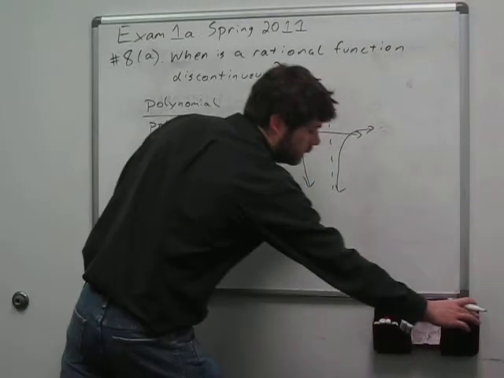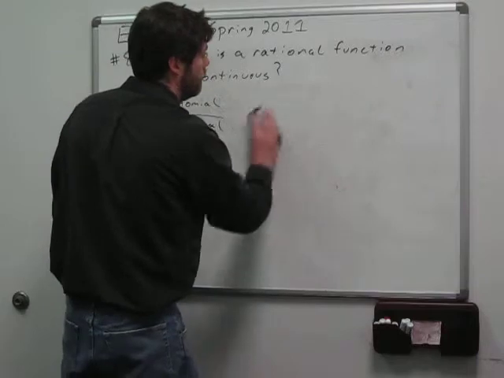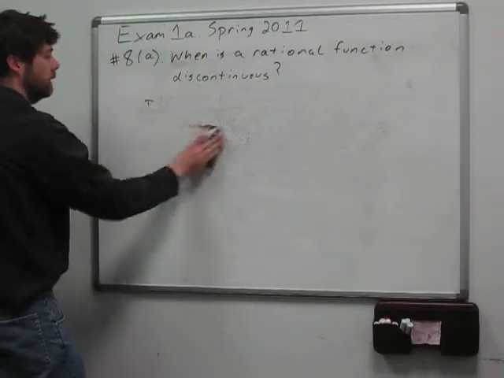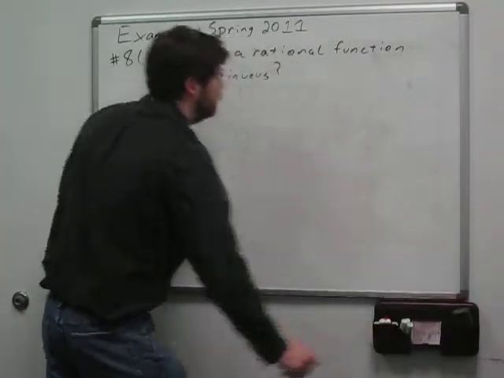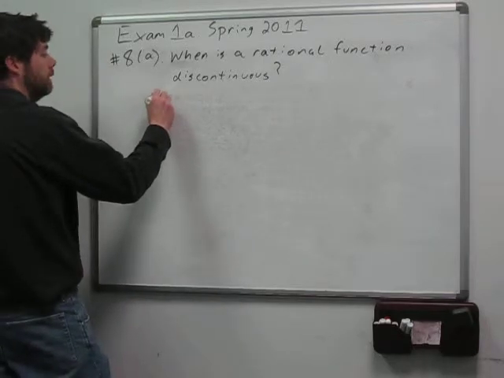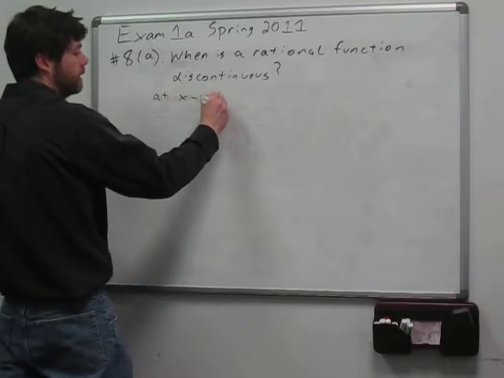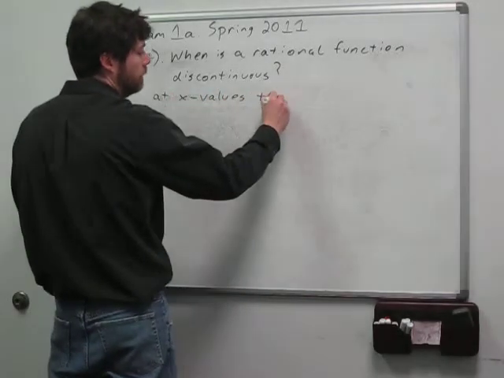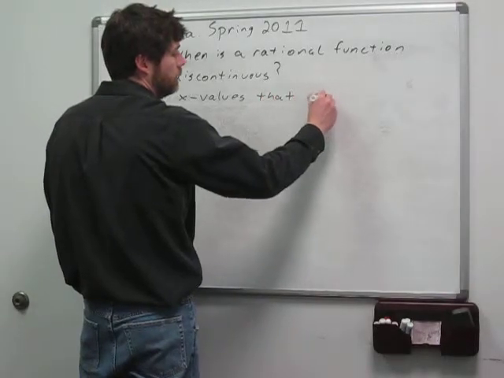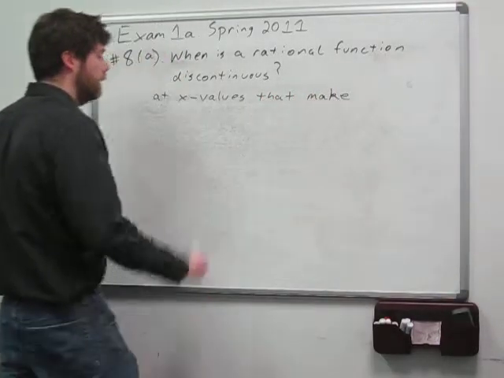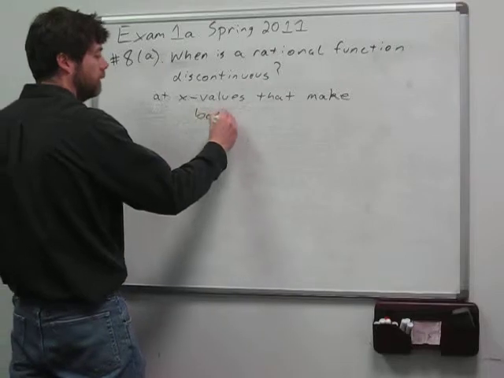So to answer the question, where is a rational function discontinuous? It is discontinuous at the x values that make the bottom polynomial equal to 0.